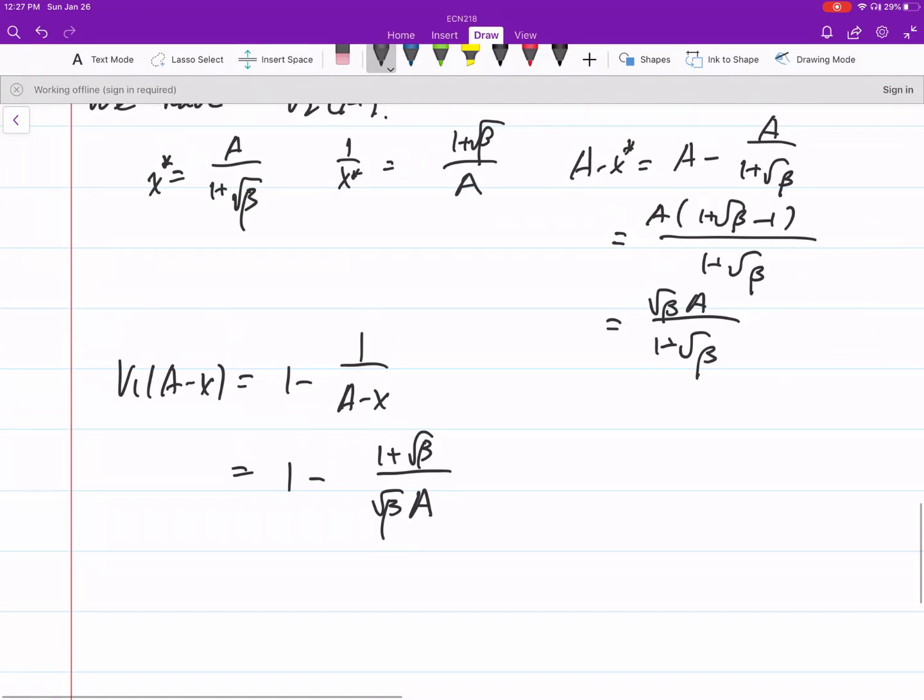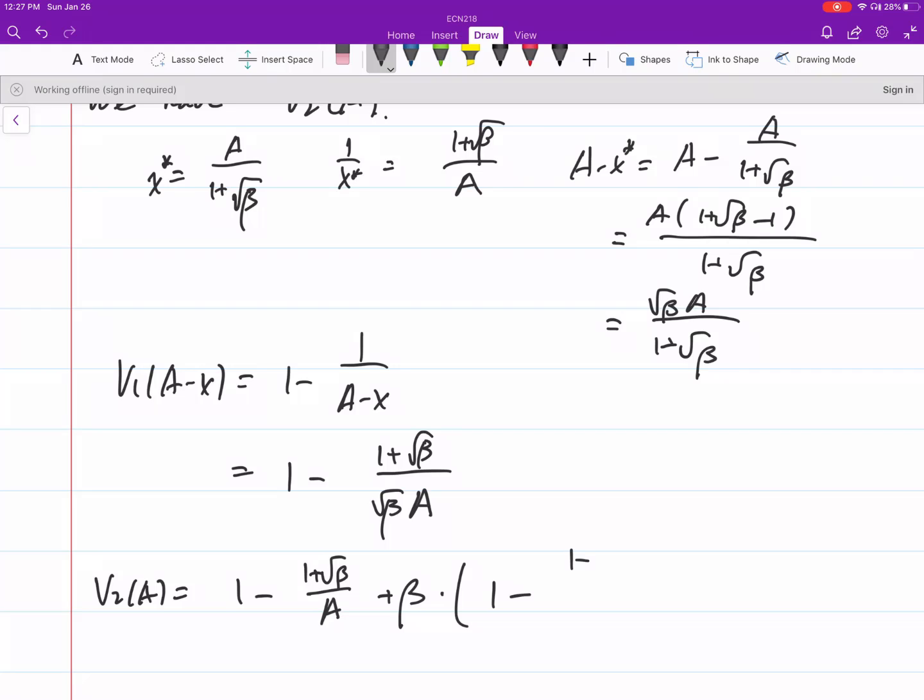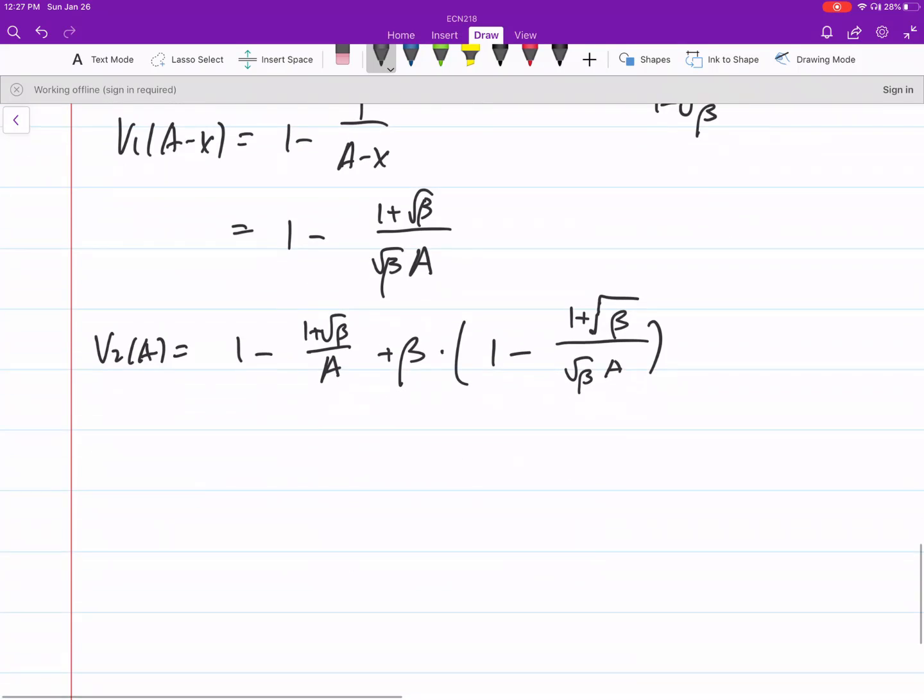So we have v2 of a. It's going to be 1 minus 1 over x star, which is 1 plus root beta over a, and then plus beta times v1 of a minus x star. So this is the one we have over here: 1 minus 1 plus root beta over root beta a. Okay, we have to simplify if we want to actually continue and find a pattern. So this is what we have.